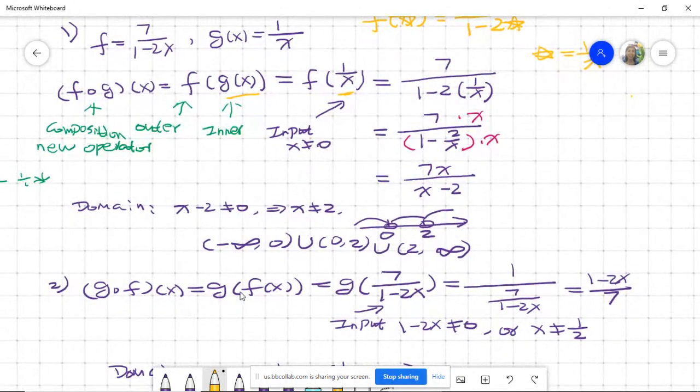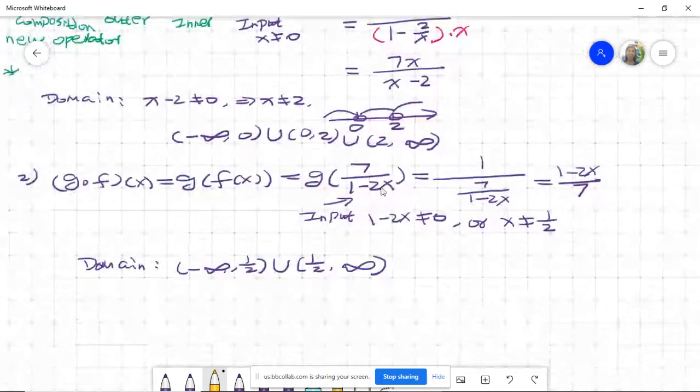All right, if you understand this question, the other one will be pretty similar. So how about if I write G in the front and F second? Now that will be G composite F, right? And G will be the outer. The first one is always the outer. Look at it, G is the first one. So that's G of F of x. We have two layers of function in here. I'm going to plug F of x in. So F of x is 7 over 1 minus 2x.